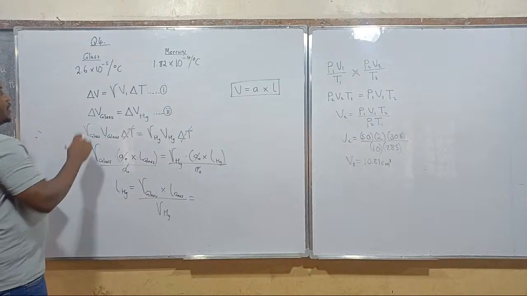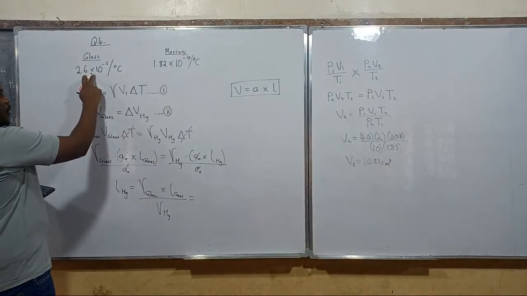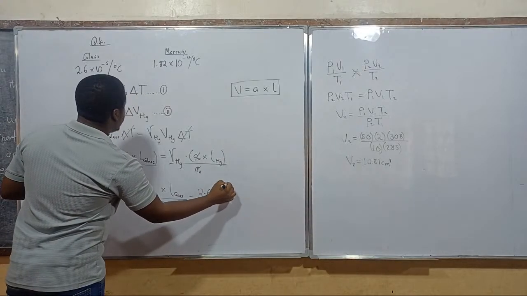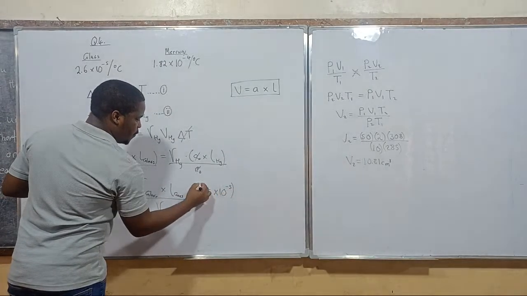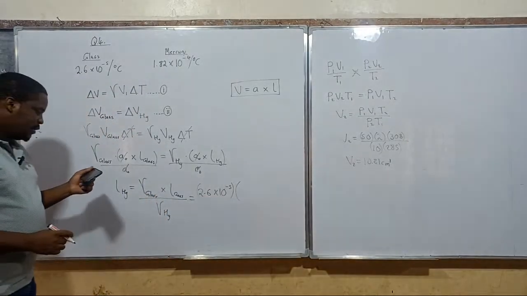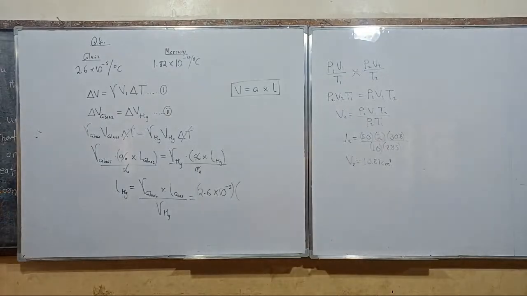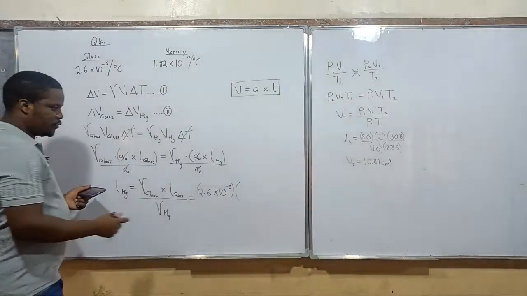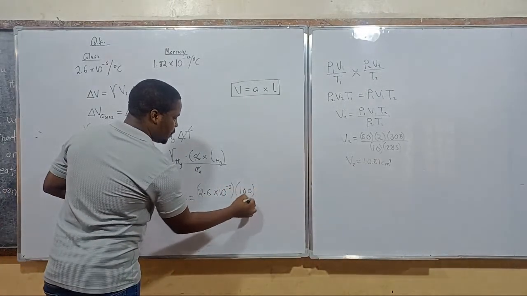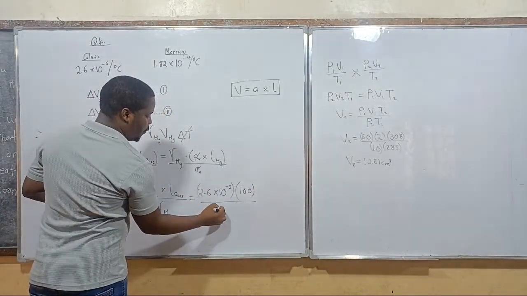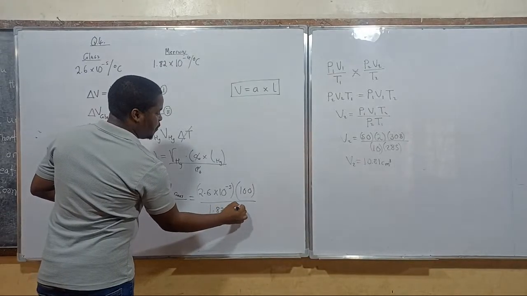Now, what is gamma of the glass? Gamma of the glass has been given here, which is 2.6 times 10 to the power -5, multiplied by the length of the glass. It's given in the question as 100 centimeters. Since it's 100 centimeters, it's fine, we can use it as centimeters. So we use 100 divided by gamma of mercury. Gamma of mercury is 1.8 times 10 to the power -4.